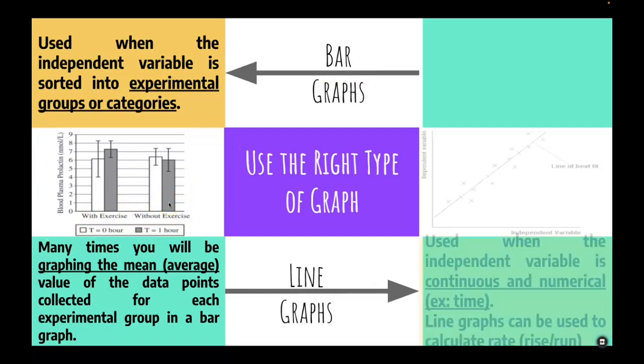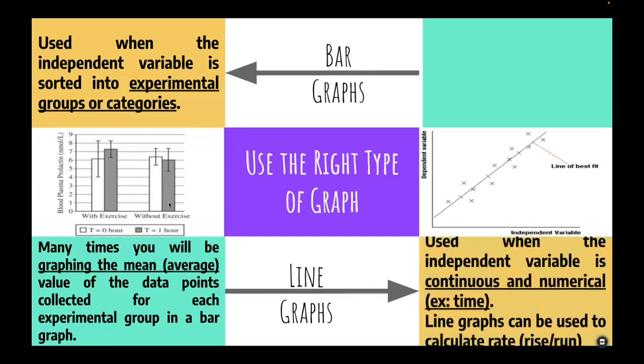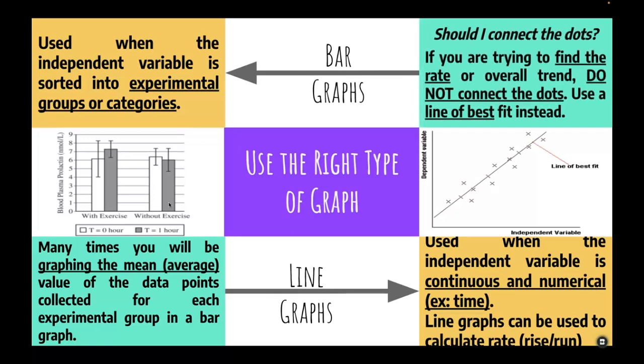And then line graphs are going to be used when the independent variable is continuous and numerical. Again, if it's time, use a line. And this can be used to calculate the slope, which is rise over run. You're only going to connect the points when you're showing a continuous relationship. If you want to find the overall trend, you don't want to connect the dots. Instead, you want to do a line of best fit. So you're going to find where your line can fit and capture most of your data sets.